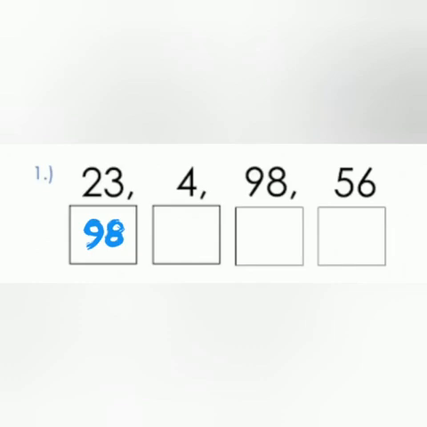Next, which is the second biggest number? 23, 4, 56. Here in the tens place, 5 is greater than 2 in 23 and 4. Therefore, in the second box, we have to write 56 as the second largest number. Then we have the remaining numbers as 23 and 4. From 23 and 4 in the tens place, 2 is there in 23, and in 4 there is no tens place value. Therefore, 23 is the next largest number. So we have to write 23 in the third box, and finally we have to write 4 in the last box.